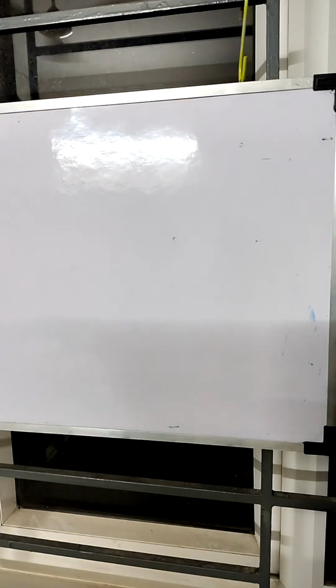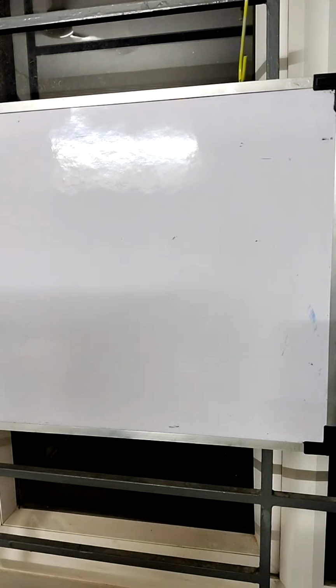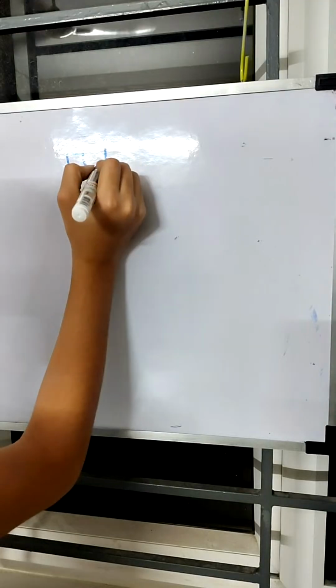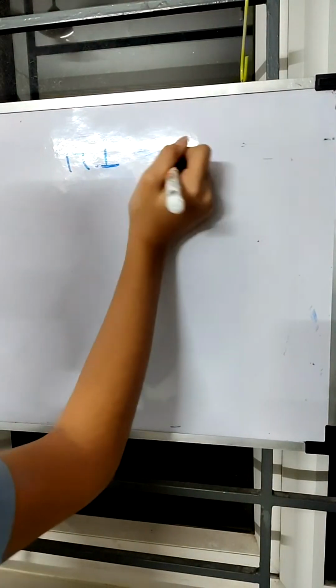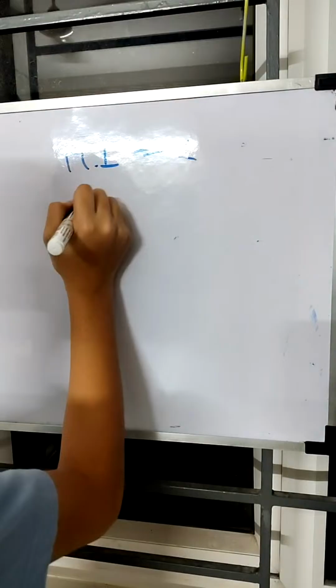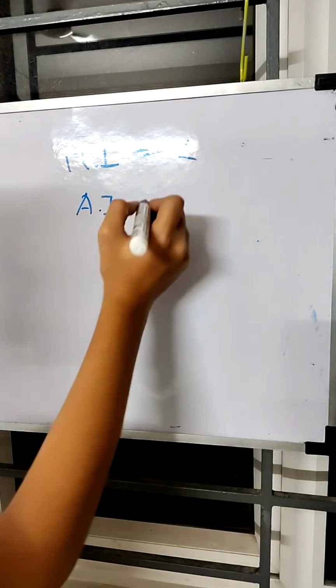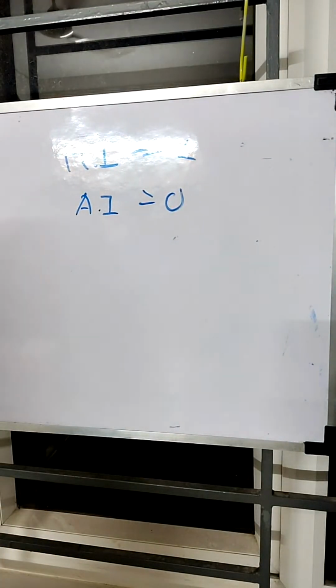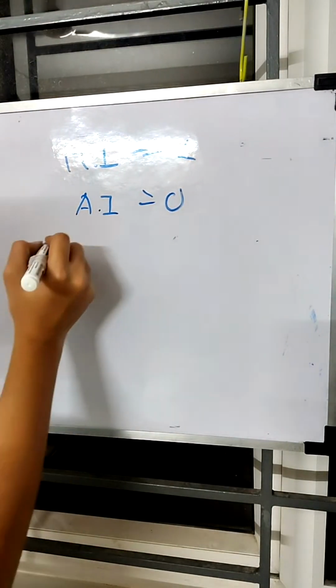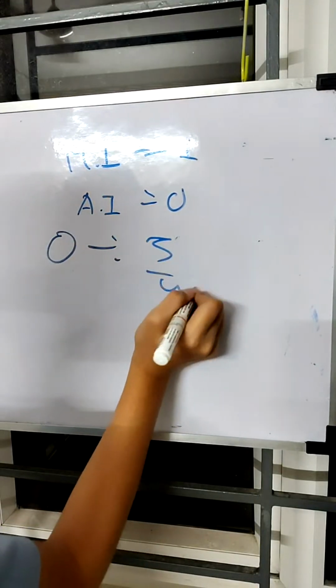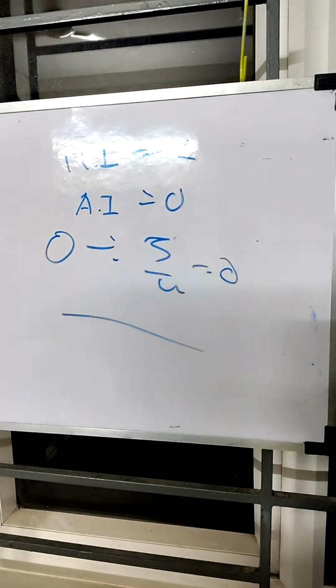Now, write the multiplicative and the additive identity of rational numbers. So the multiplicative identity is 1, while the additive identity is 0. Last question, find the value of 0 divided by 5 by 4. So 0 divided by 5 by 4 is just going to be 0.